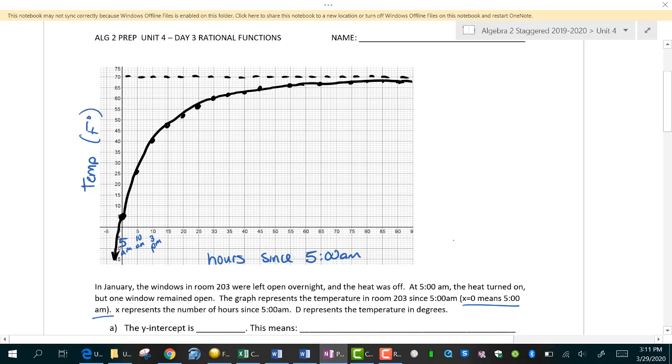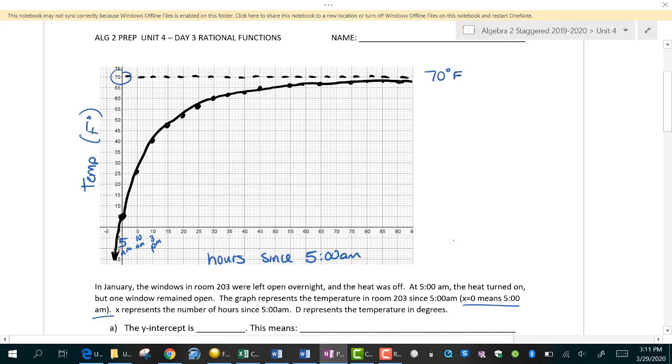So as you look at this, at 5 a.m., which is really when x equals 0, it looks like it was about 5 degrees Fahrenheit in room 203. And then as the heat kicks in and it starts to warm up, it gets warmer and warmer and warmer, and then really kind of starts to level out. Well, if you look really closely, it looks like it's leveling out at about 70 degrees Fahrenheit.